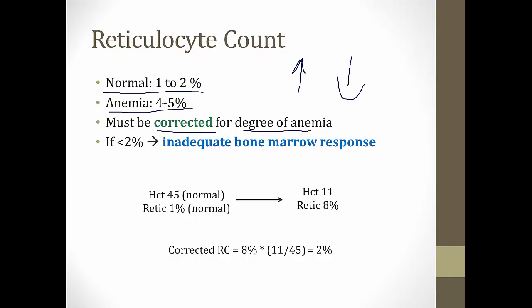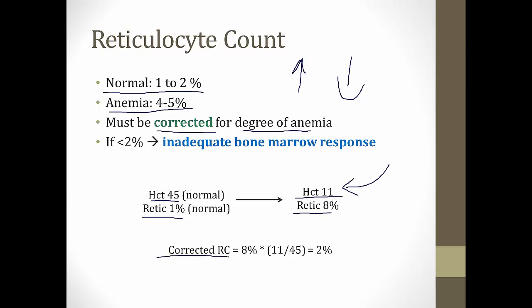Let's look at these numbers on the bottom of the screen. So imagine a patient has a normal hematocrit of 45 and a normal reticulocyte count of 1%. Now imagine that patient develops a marked anemia with a hematocrit of 11. Well, the reticulocyte count will rise simply by virtue of the fact that there are fewer red cells. In other words, even if the bone marrow doesn't produce any more reticulocytes, the reticulocyte percentage will go up because there are fewer red cells. So what you need to do in order to determine whether the bone marrow response is appropriate is you need to correct the reticulocyte count.